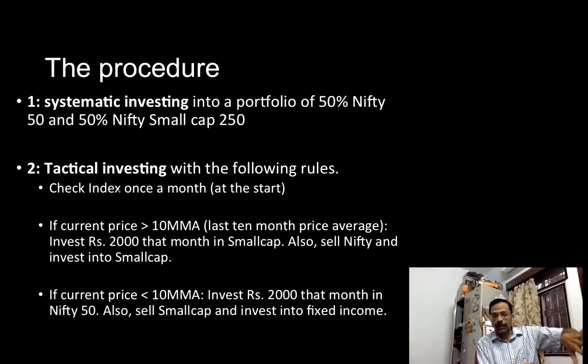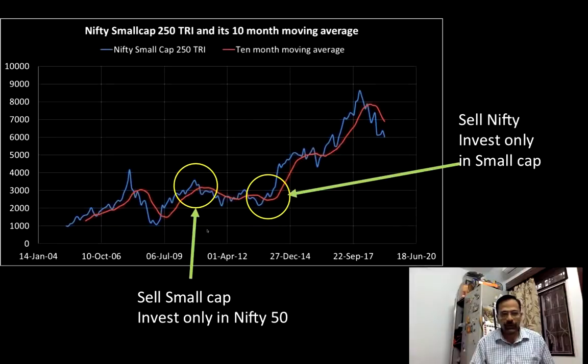We will sell the small cap and completely move into Nifty 50. That's not fixed income. That's a copy paste error. Sorry. So sell the small cap and invest fully into Nifty 50. So this is the swing market timing that we're going to use. When the current price is greater than the 10-month moving average, we will be fully in small caps and invest only in small caps. When the current price is less than the 10-month moving average, we will be only in large caps and invest only in large caps.